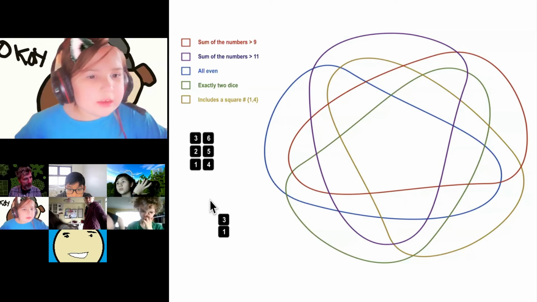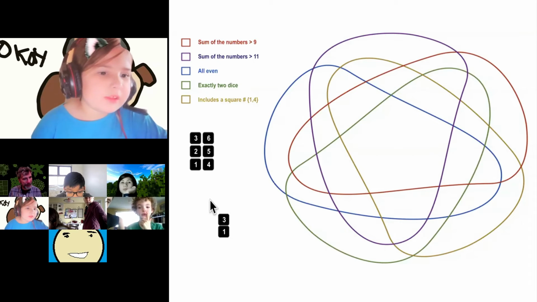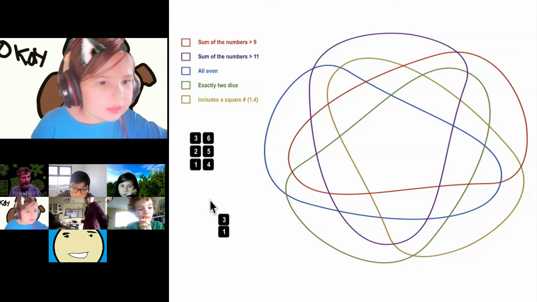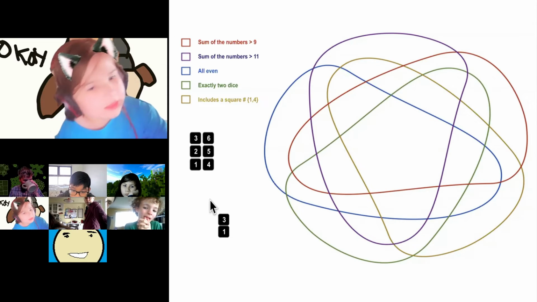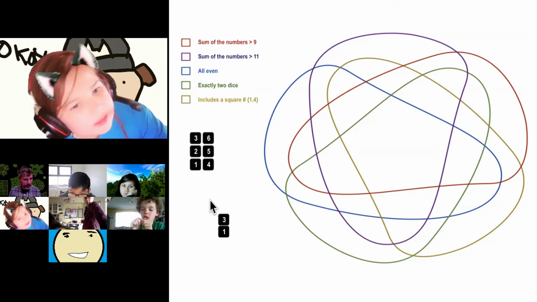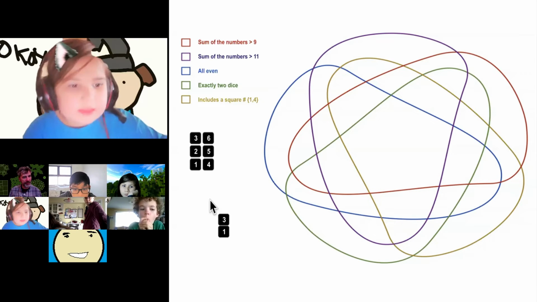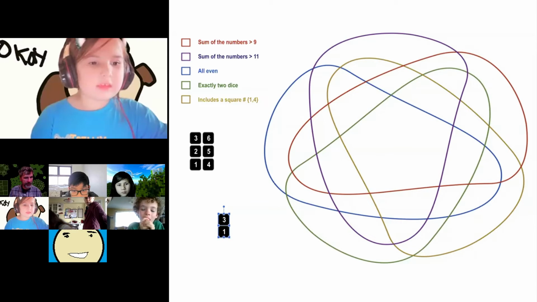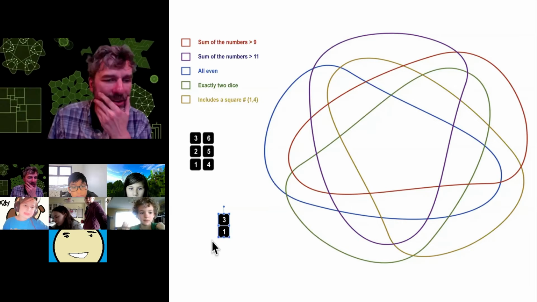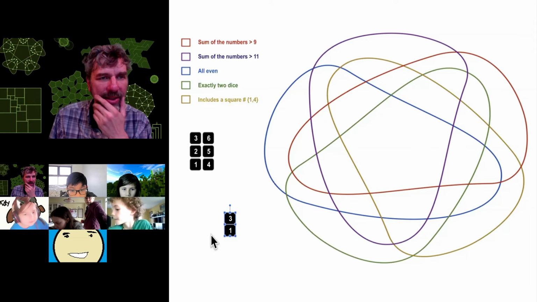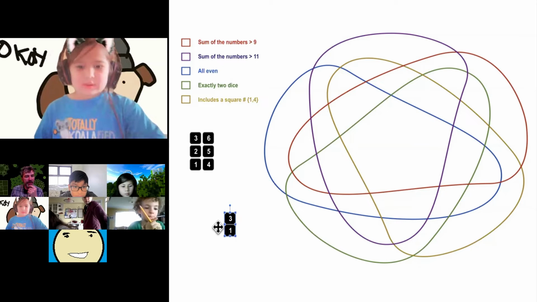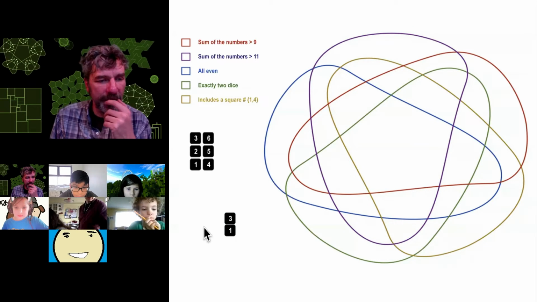It's not red, it's not purple, it's not blue. It does have exactly 2 dice. Yeah. And there is 1 in it. Okay, so where does it go? So you can take this and you can drag it. I can. Oh yeah. You can go in there and you can drag that for yourself.